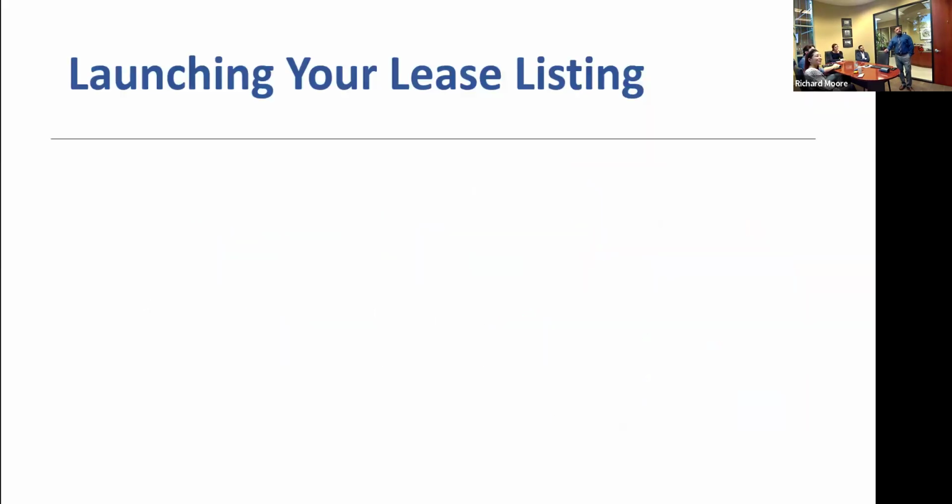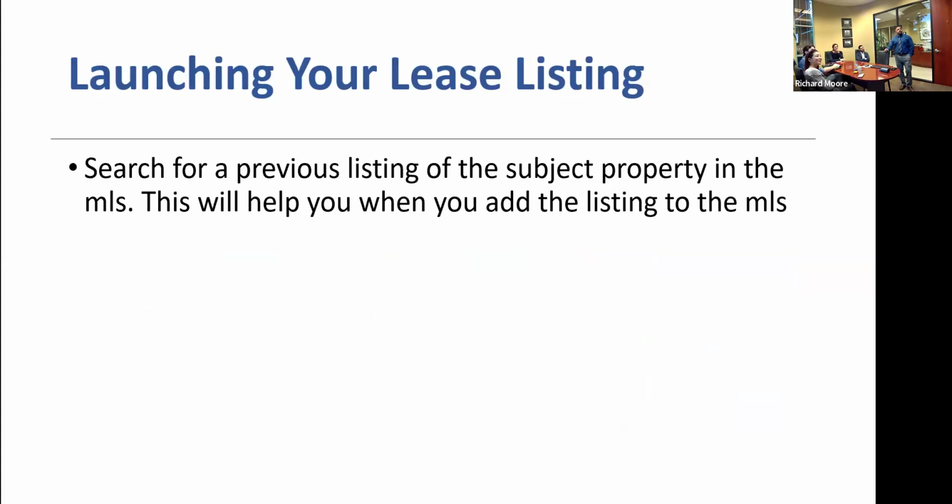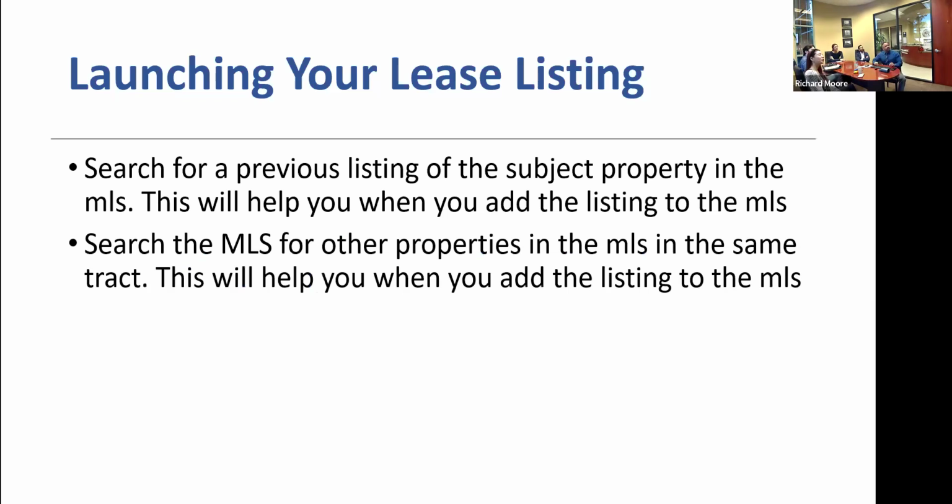Now, launching your listing. So what you want to do is you want to search the MLS for previous listings of the subject property. Like if this was listed a year ago or 2 years ago with another agent, they probably entered all the information about the property. So it's good to have that as a reference because you're going to add this into the MLS. And the more information you have, the easier it's going to be for you to add the listing to the MLS. And I want to show you guys what that looks like. I can't stress enough that you should have as much information about the property as possible. Let me see if I have anything else in here.